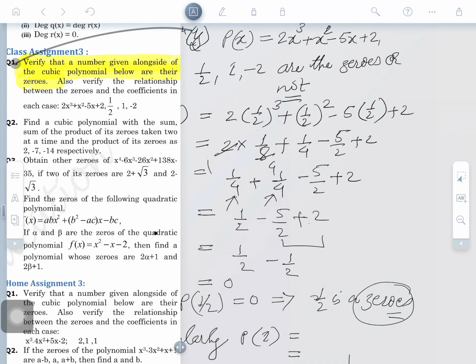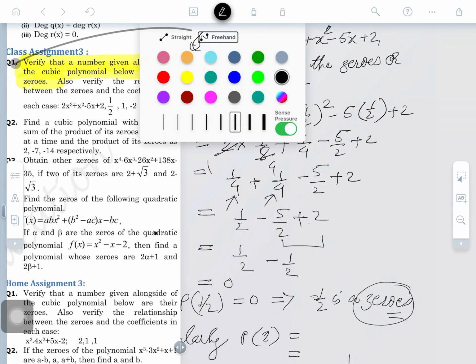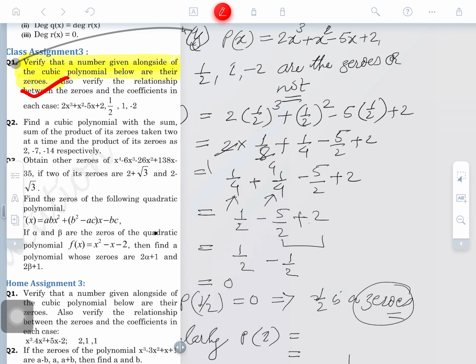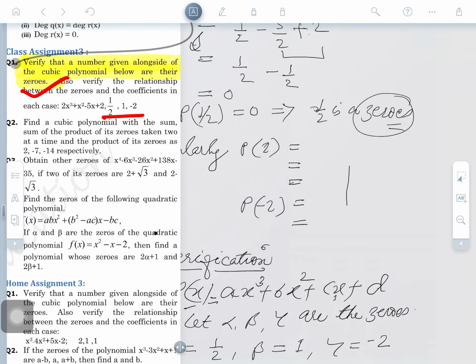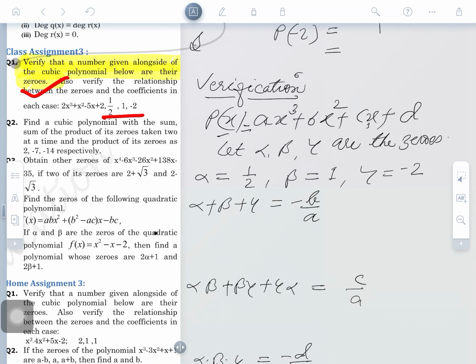You are solving this question. Three numbers are given before you: 1 by 2, 1 and minus 2. We have checked that they are the zeros, but we have to verify the relations. Everybody knows what the relationship is. So, I am verifying the relationship between them.